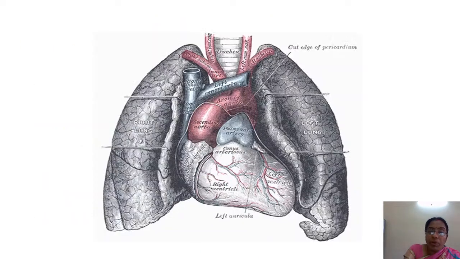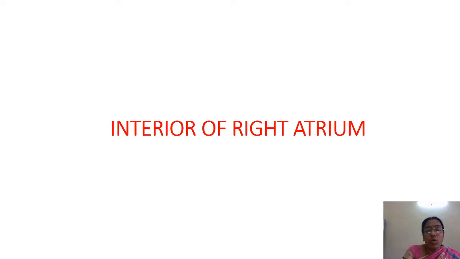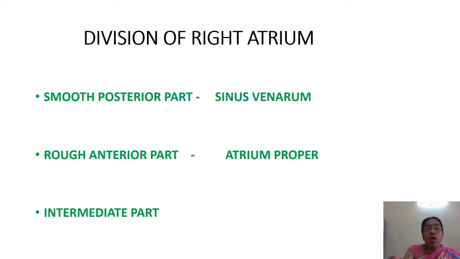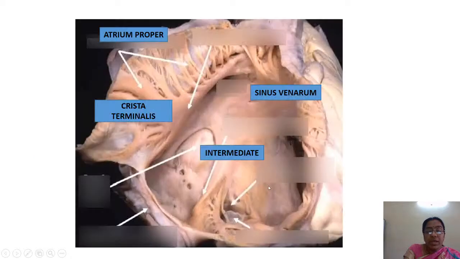Now when you cut open the right atrium and go into its interior, what features can you see? So now you have opened the right atrium. When you go inside, you come across some rough parts. You can see some here. These muscular extensions are the rough part of the right atrium.